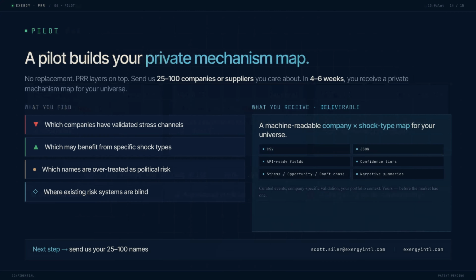The pilot is straightforward. Send 25 to 100 companies or suppliers you care about. In 4 to 6 weeks, the deliverable is a private company and shock type map for your universe, with stress, opportunity, and don't chase labels, confidence tiers, and short narrative summaries. The output can be delivered as CSV, JSON, or API-ready fields, built around your portfolio or supplier context.